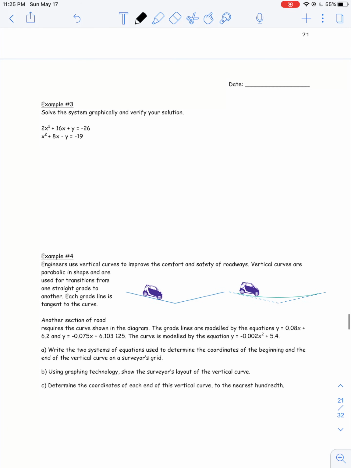And we're going to repeat that for example number 3. So step 1, solve for y. We're going to write y equals, we're going to bring the positive 2x squared to the other side, making it negative 2x squared. Then minus 16x, then minus 26. So that's our first equation. We can label it as y1 if we want to.